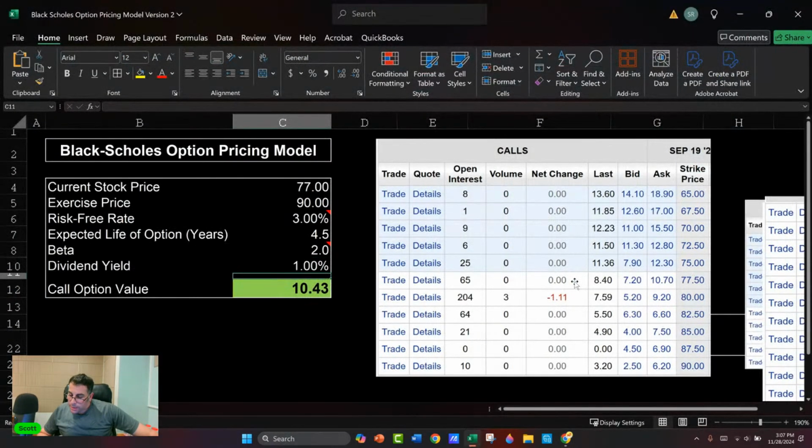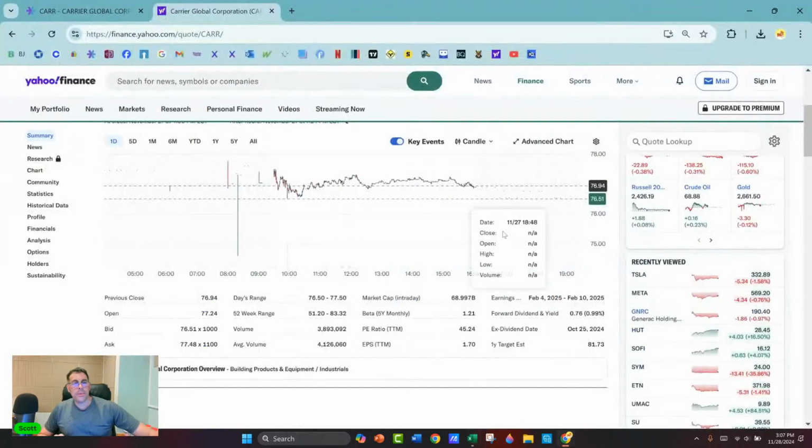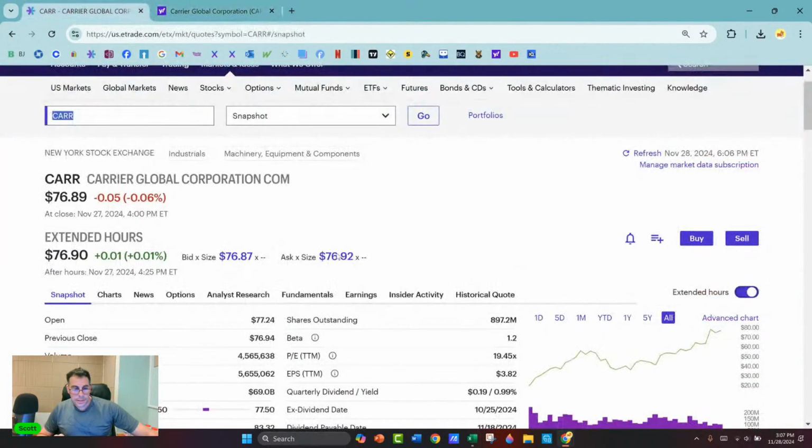Call versus put matters on this calculator. And this is really for calls. But I guess we could try puts to see what the result is.